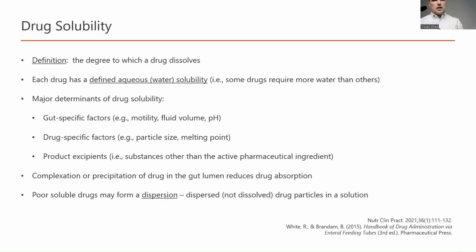Solubility is the degree to which a drug dissolves, and each drug has a defined aqueous or water solubility, which is simply the reason why some drugs may require more water than others. Major determinants of drug solubility include gut-specific factors, and I've given some examples like motility and pH, both gastric and intestinal. Drug-specific factors include particle size, with smaller particle size preferred. Then we have product excipients, and an excipient is any substance other than the active pharmaceutical ingredient. Poorly soluble drugs may form a dispersion, where the drug particles are dispersed in a fluid rather than dissolved into a solution.